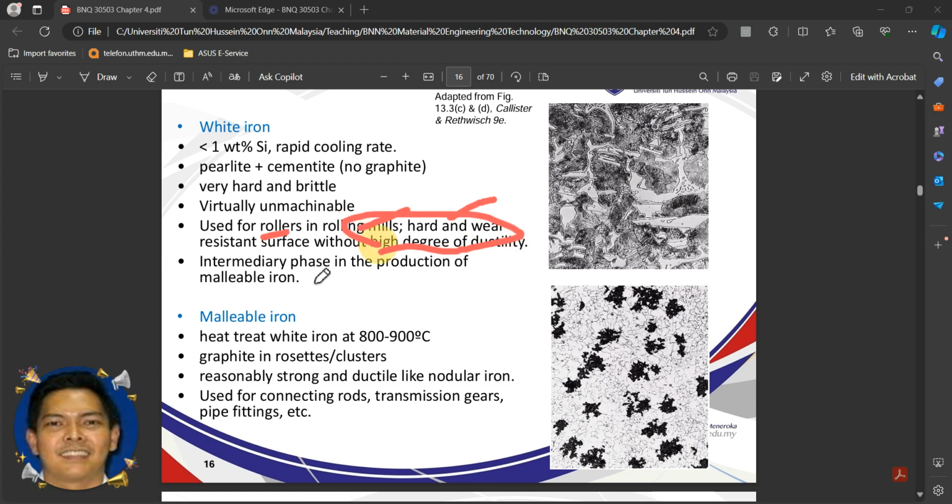So the intermediary phase is in the production of malleable iron. Malleable iron is heat treated white iron at 800 to 900 degrees Celsius, with graphite in rosette and cluster shapes. It is reasonably strong and ductile like nodular iron. Malleable iron is used for connecting rods, transmission gears, and also pipe fittings, etc.